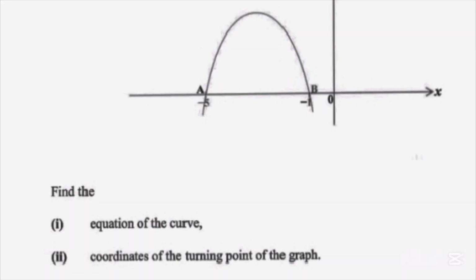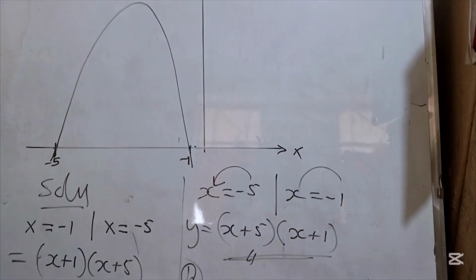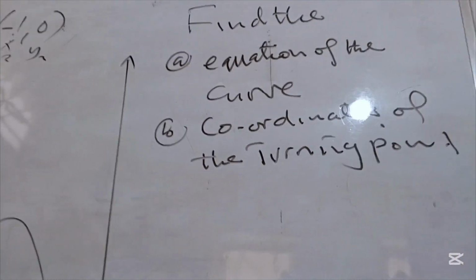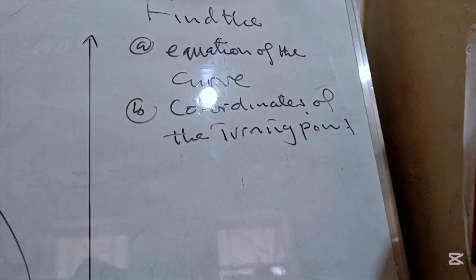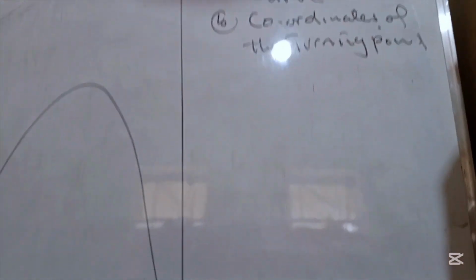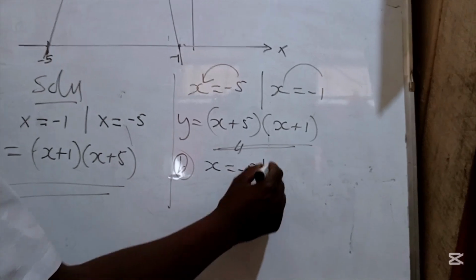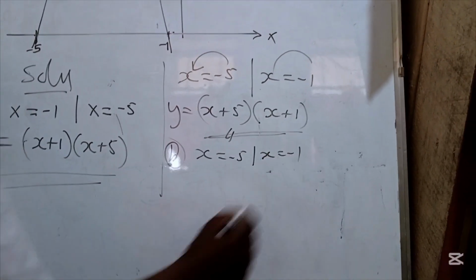Next, we are on B. How do we answer B? There are many ways of answering B. Rule number 1 is that for B, you look at the simple. Look at where these two cut. The first x is negative 5, followed by the other x, which is negative 1.